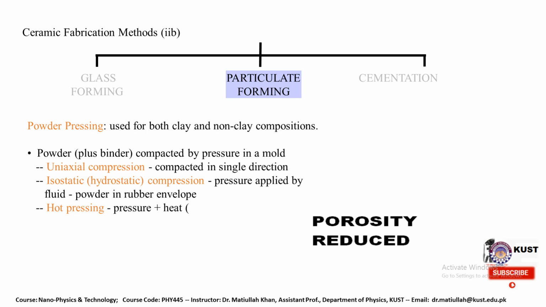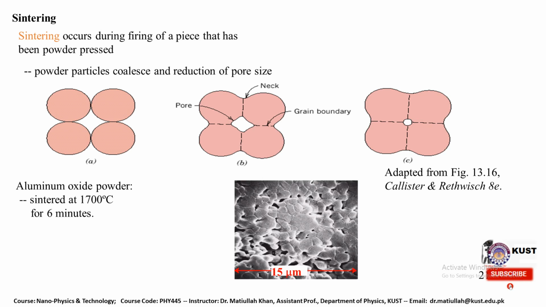We have the powder pressing technique that is used for both clay and non-clay composites, and in this case we see that the porosity is reduced. Sintering is a normal process that occurs during the firing of a piece that has been powder pressed.